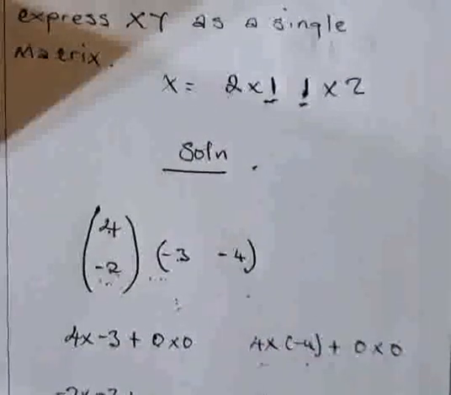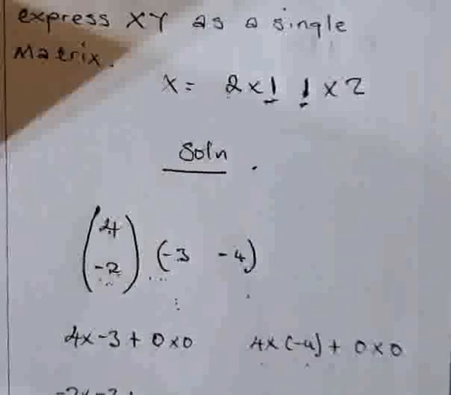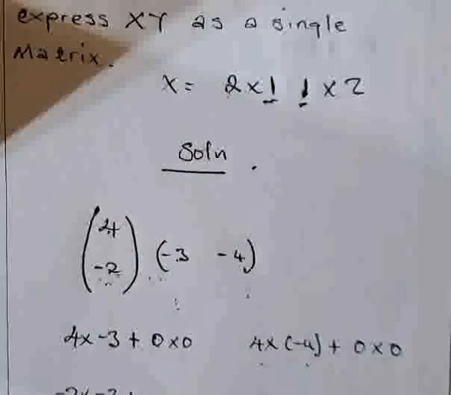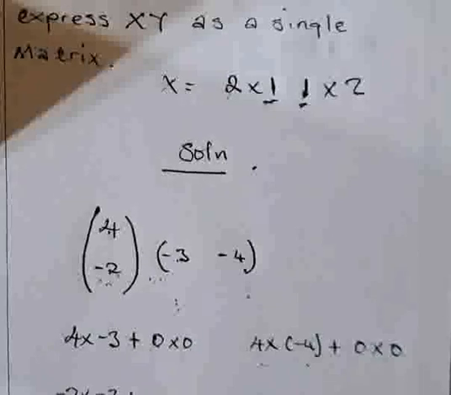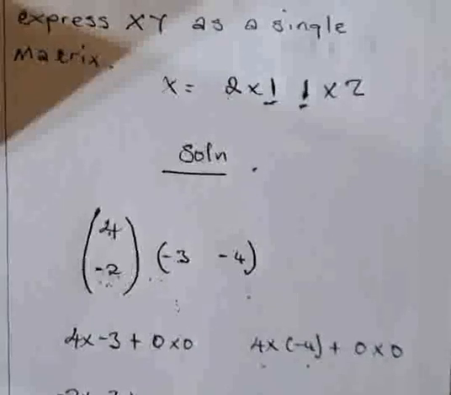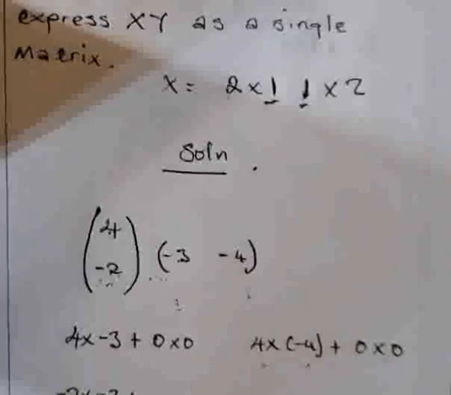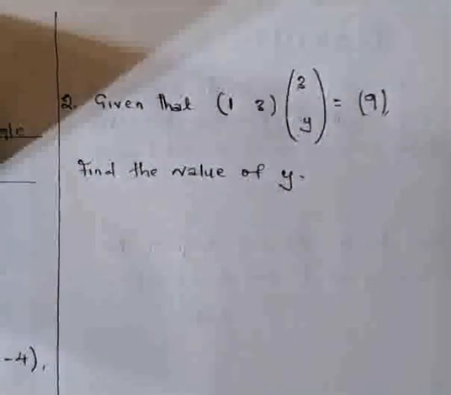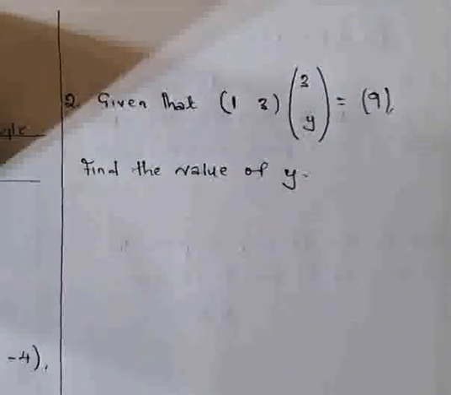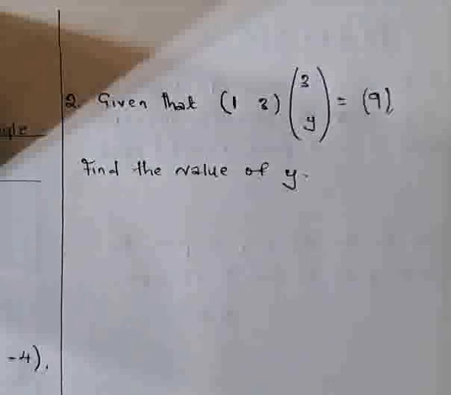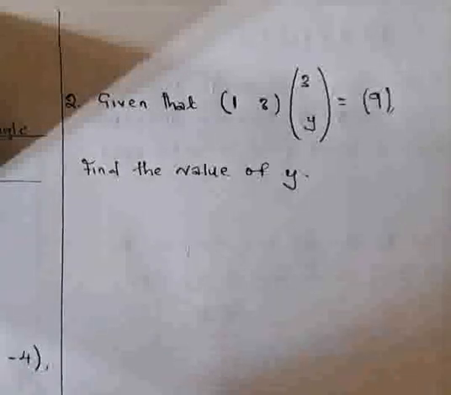Yeah. All right, let us try to look at another example that will help us see how we can find a 1 by 1 matrix, but there will be a variable in it. Okay, we have this one now. Given that 1 3 times 3y is equal to 9, find the value of y. So just a quick one.